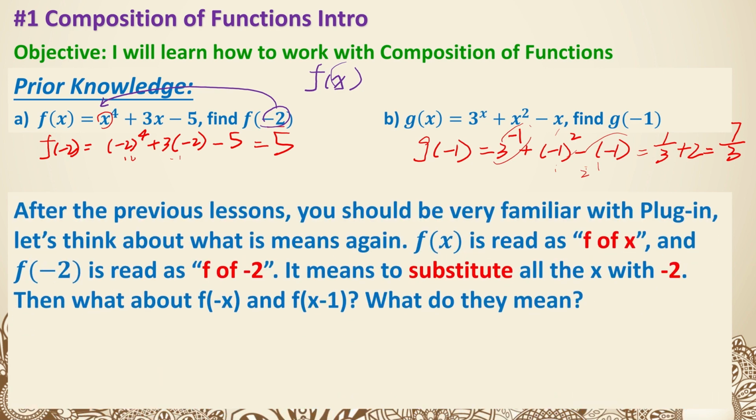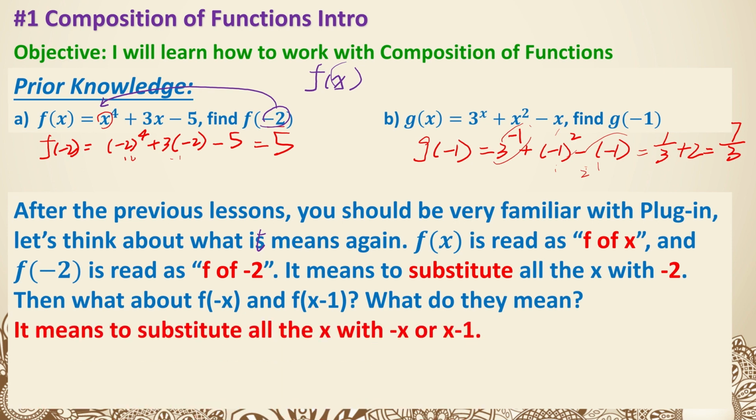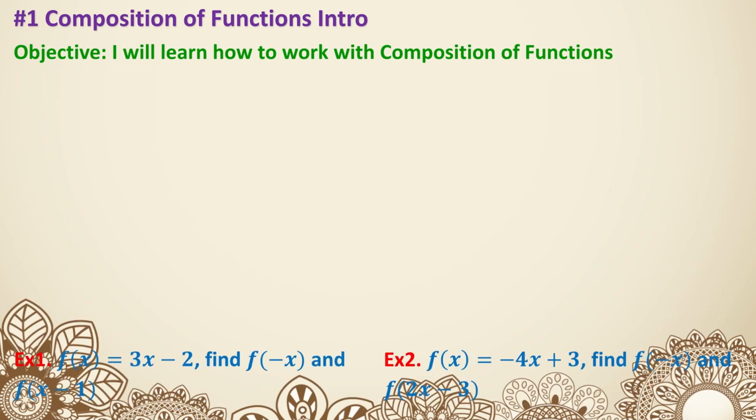After the previous lesson, you should be very familiar with plugging in. Let's think about what it means. f of x is read as f of x, and f of negative 2 is read as f of negative 2. It means to substitute all of the x with negative 2. Then what about f of negative x or f of x minus 1? It's actually the same logic here. It means to substitute all of the x with either negative x or x minus 1. So let's actually see some examples.